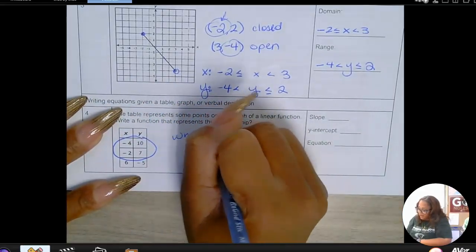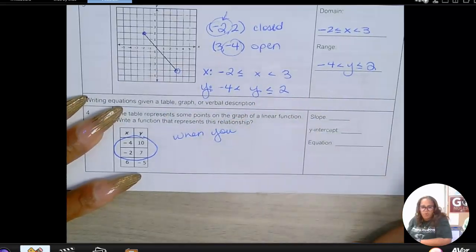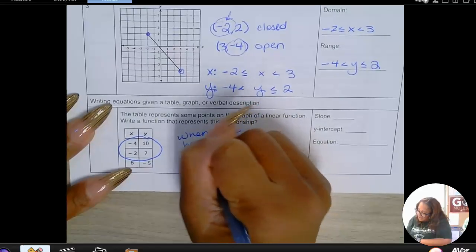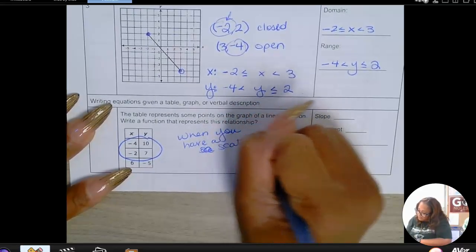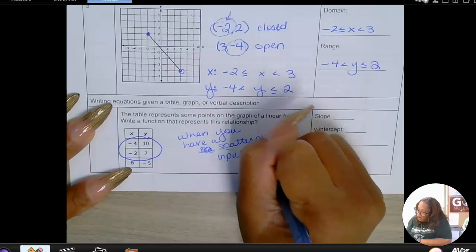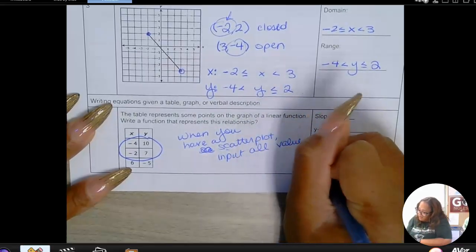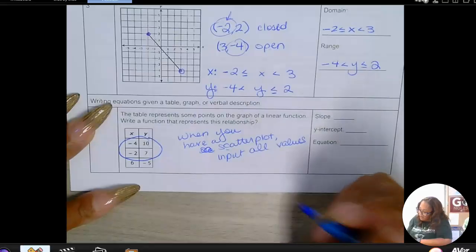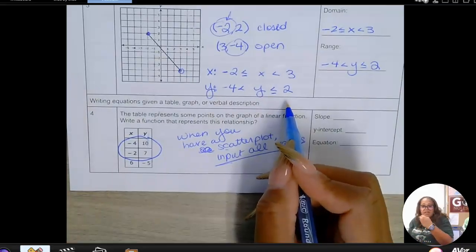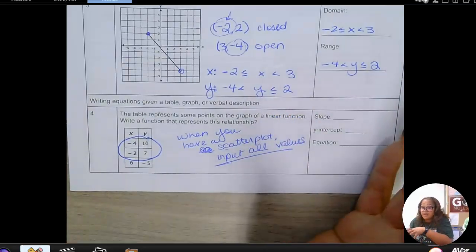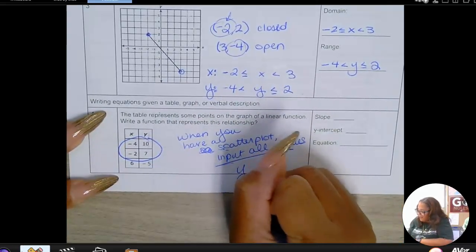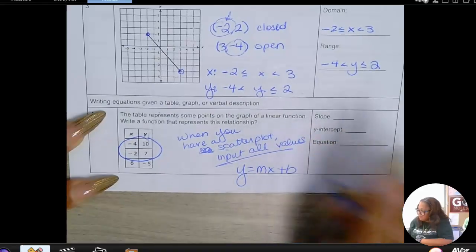When you have a scatter plot, and it asks for the correlation coefficient, input all values in the left column on x and the y column on y. But because this is just a linear relationship, it doesn't say anything about correlation coefficient. It doesn't say scatter plot. It doesn't show me a scatter plot. I can just use any 2 points to go right into Desmos and get my y equals mx plus b.